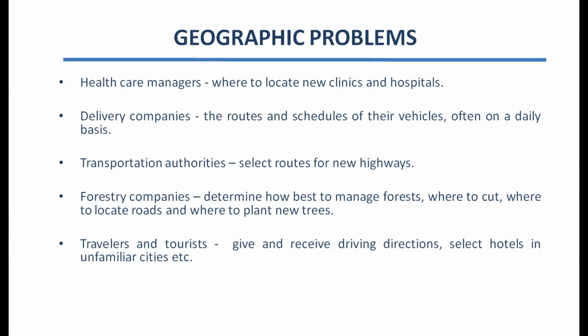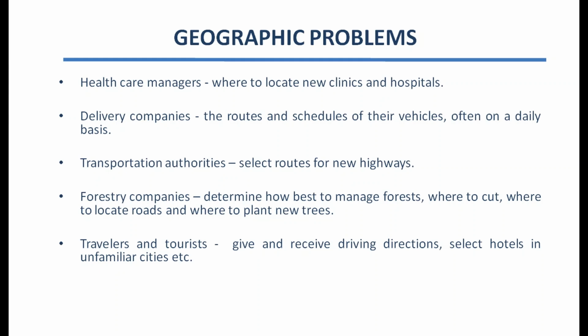Then transportation authorities select routes for new highways. So where should a new highway be developed? Which route is facing a traffic issue, so that you can create a new highway in that area? So again, they are also dealing with a location-based, geographic problem in such cases.